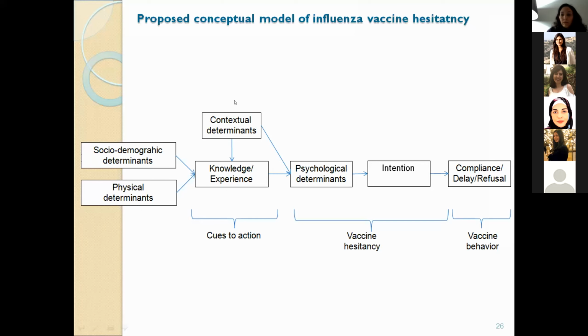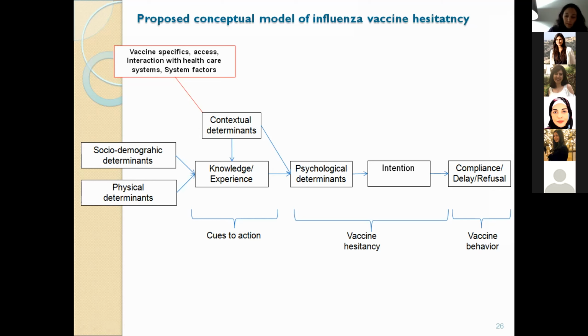And then we have the contextual determinants. Contextual determinants have to do with this vaccine in specific: the type, the intention of the vaccine, the access to it, and also the interactions with the healthcare practitioner. You might have a visit for an annual screening, and then the practitioner might advise you on this vaccine, like influenza. And you have the system factors also, like the availability of it and the expense or the cost of it. Whenever you have these three determinants, they trigger our knowledge or they enrich our knowledge, and knowledge with experience is what triggers our actions at a later point.